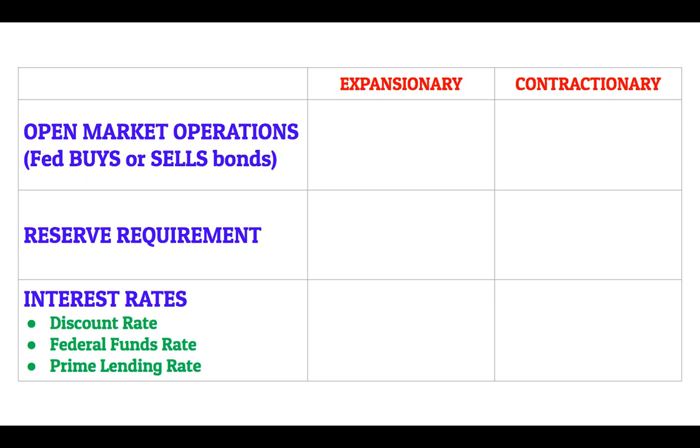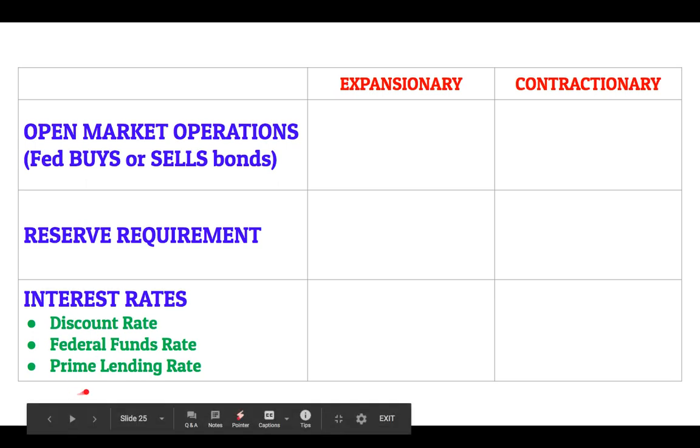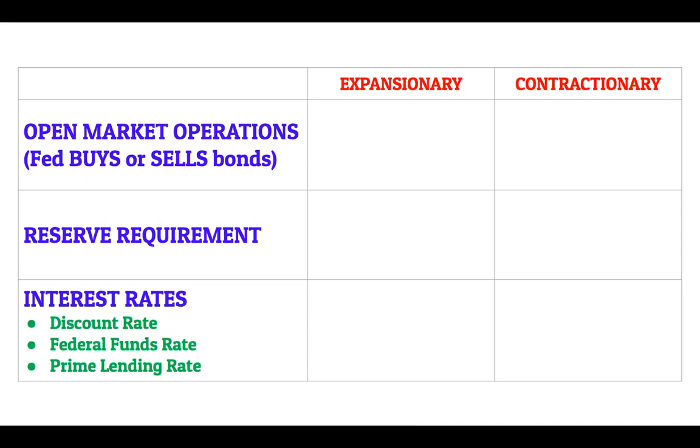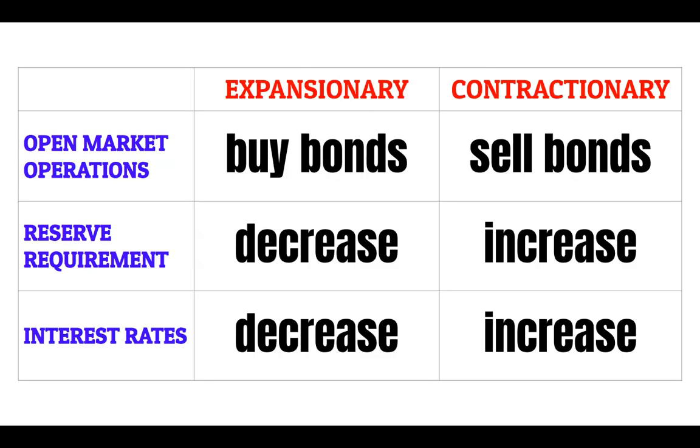The last thing is the prime lending rate. That's the interest rate that you and I would pay if we were to take out a loan for like a car or a house or for college or any other sort of big spending project. Like we wanted to put a new roof on the house and we wanted to borrow money from a bank to do that. So that's called the prime lending rate. So again, we need to know how these things would expand or contract.